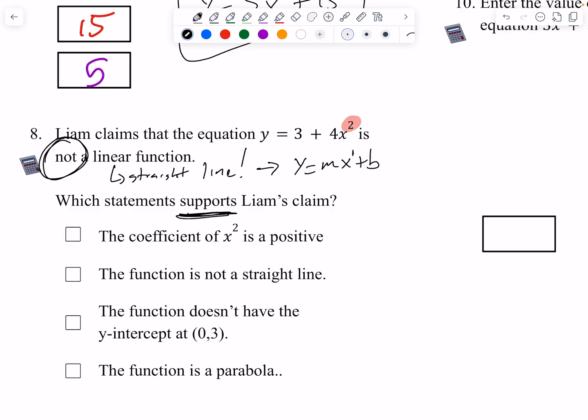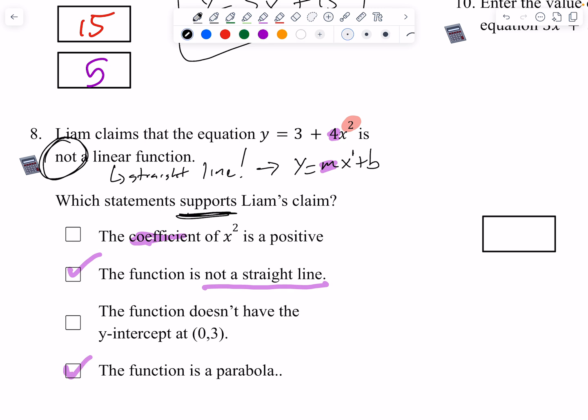So let's see, the coefficient is positive. Yeah, that doesn't mean anything. The coefficient, what it's talking about, is the number stuck to your letter. That doesn't matter. The function is not a straight line. Duh. Okay, it's not. The function doesn't have a y-intercept of 0, 3. Well, that doesn't matter. The function is a parabola.